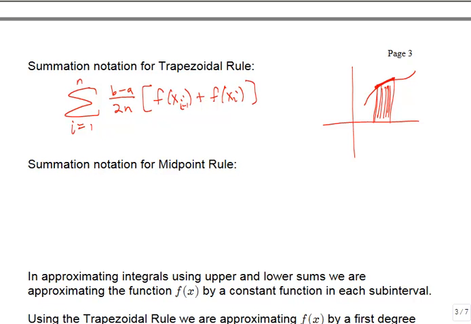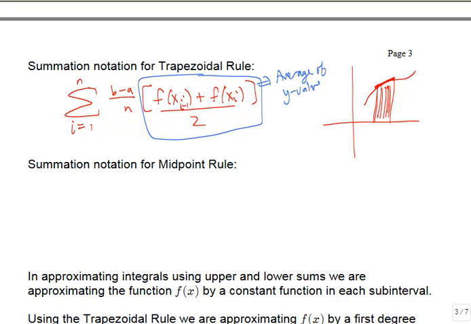Now if I take that 2 and I put it underneath this, then this is actually the definition of an average, because when you find an average of two things in math, you add them up and you divide by 2. So this quantity right here represents the average of our y values. So it's the average of the left y value and the right y value.